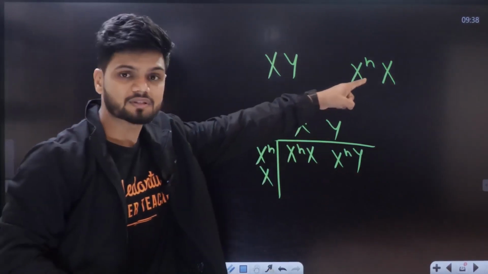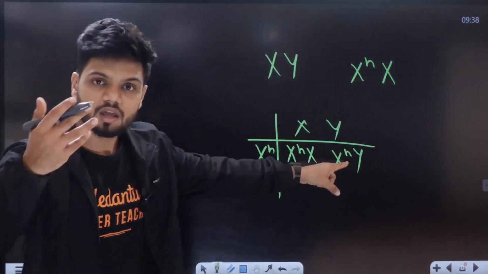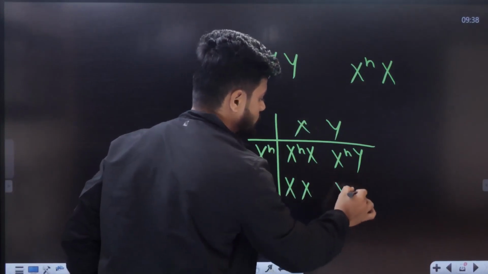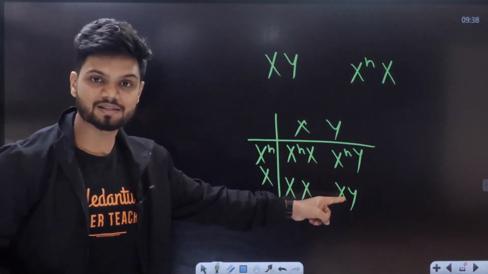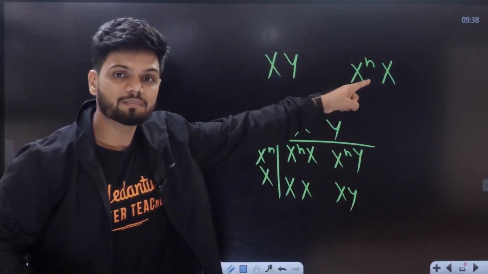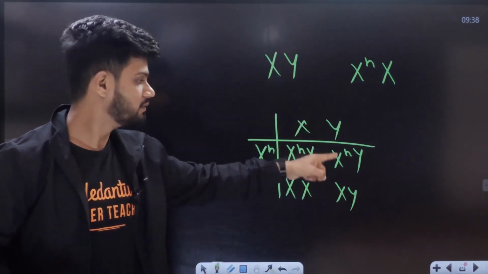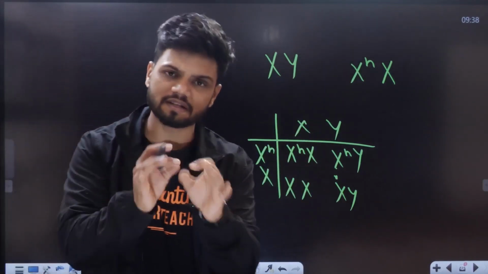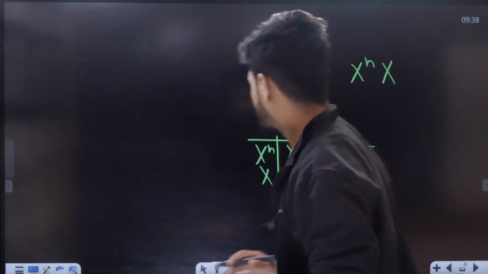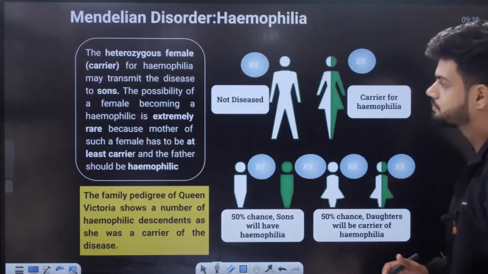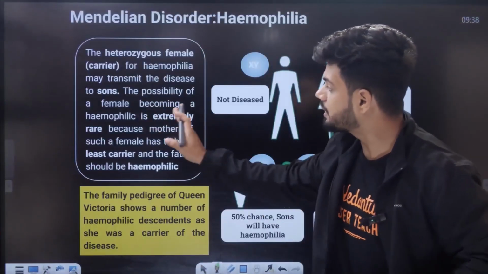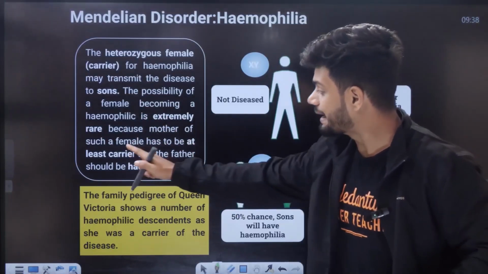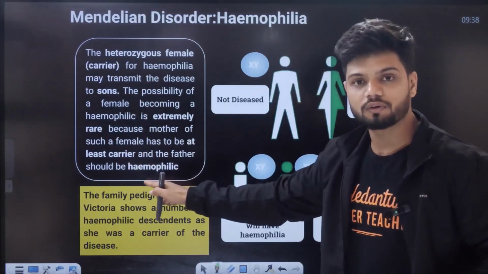The female was a carrier, but the son is hemophilic in nature. So there is a 50% chance that a carrier female and a normal male will have a hemophilic son. So sons are generally more affected here. Males are more affected here. The possibility of a female becoming hemophilic is extremely rare, because the mother of such a female has to be at least a carrier and the father has to be hemophilic.